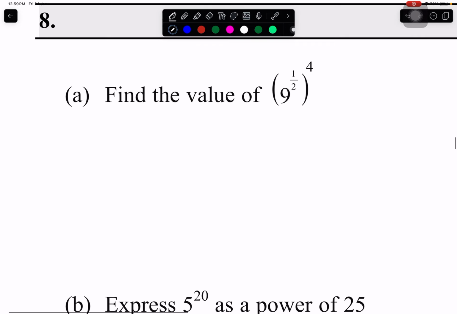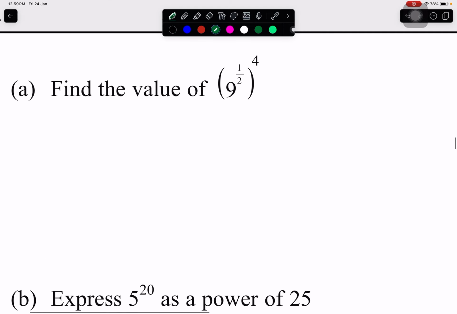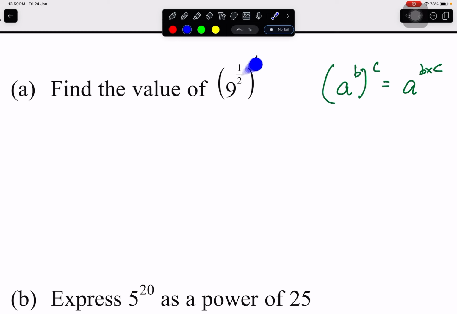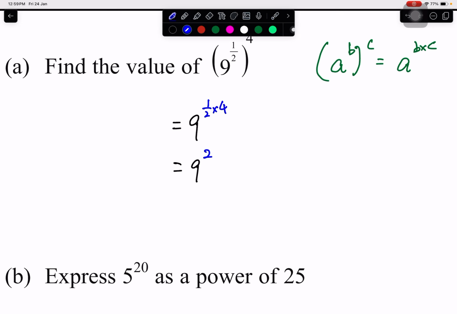Move on. Again, this one is power of the power. So we have a to the power of b to the power of c as a to the power of b times c. You see, for the power of the power, we multiply the powers together. 9 to the power of half times the 4. Operating on the exponent part, that will be 9 to the power of 2, because 1 half times 4 is 2. 9 squared is 81.